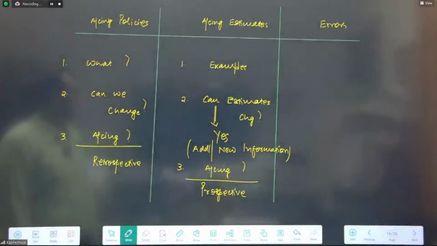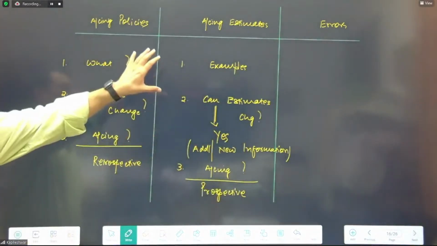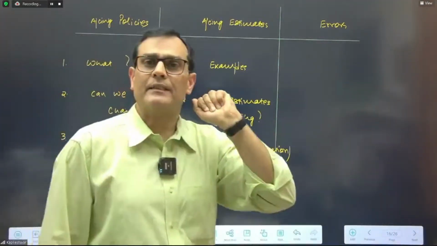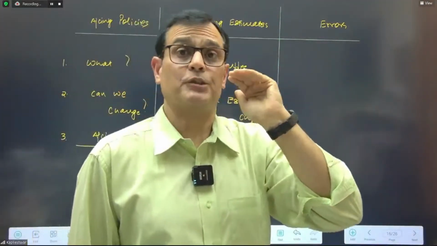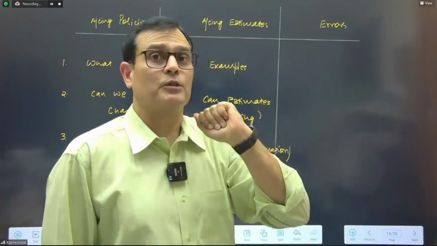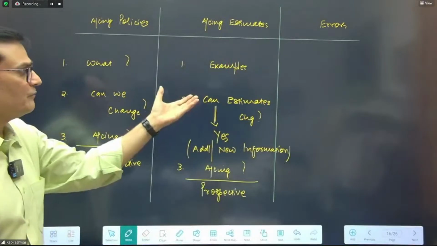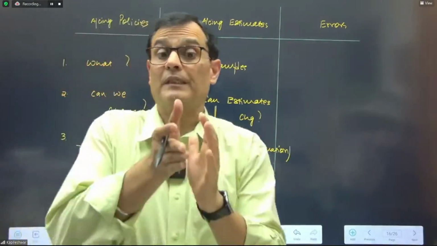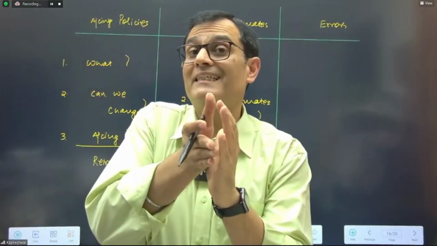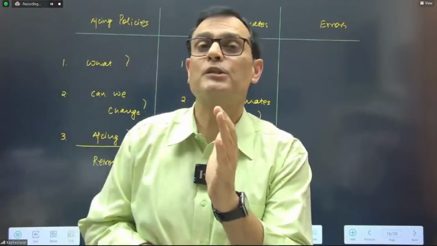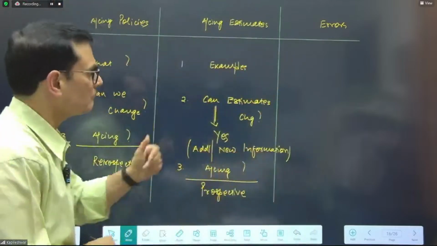So we can see that the input is very clear, that we need to understand the examples of estimations. And can the estimates undergo change? Yes, as you get new information, additional information related to the estimate, you might have to change the estimate. And I'm going to do the accounting prospectively. I will do the accounting from the date the new information is available. It's not retro, it is prospective in nature.